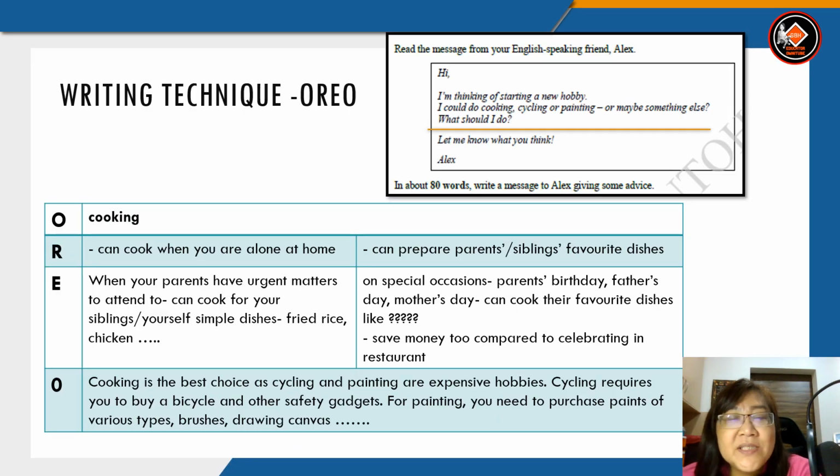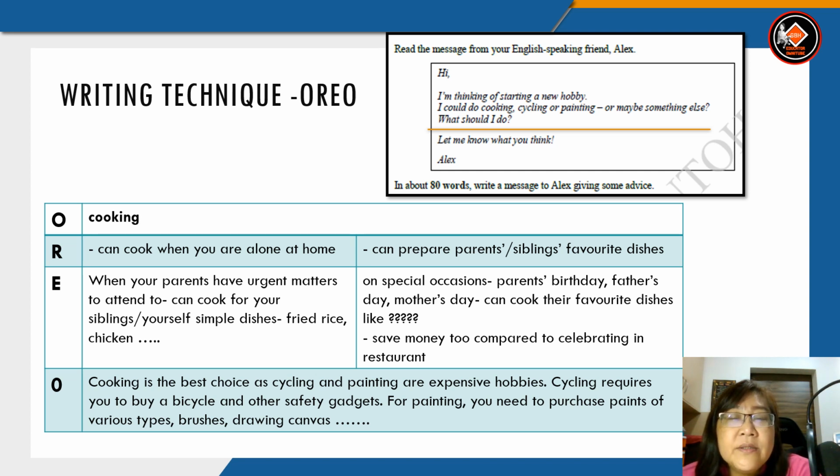Okay, let's look at the first opinion. If you choose cooking, so O is your opinion, cooking. Then you have to give the first reason. You can cook when you are alone at home. And then you have to give the evidence or the example. When your parents have urgent matters to attend to, you can cook simple dishes for your siblings or for yourself, like fried rice or fried chicken or fried egg.